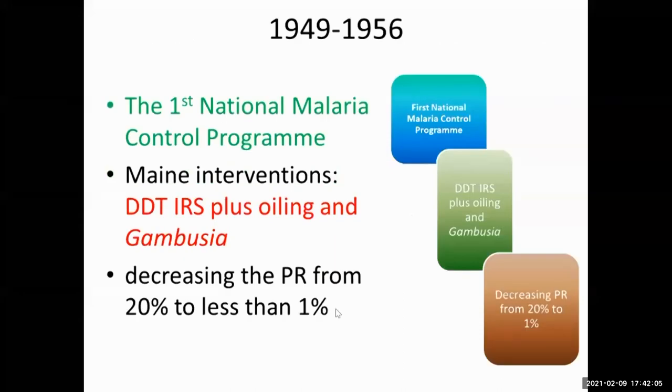The first national malaria control program was before the malaria eradication campaign in the world. And the interventions were DDT, IRS, oiling the stagnant water, and using Gambusia fish. Using these interventions, we managed to reduce the parasite rate from 20% to 1%.